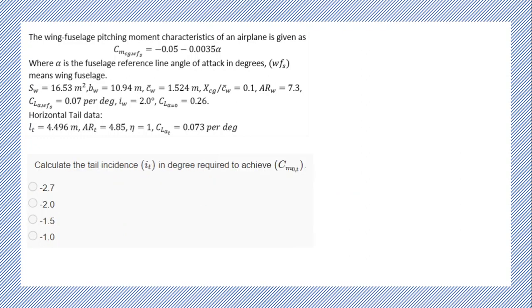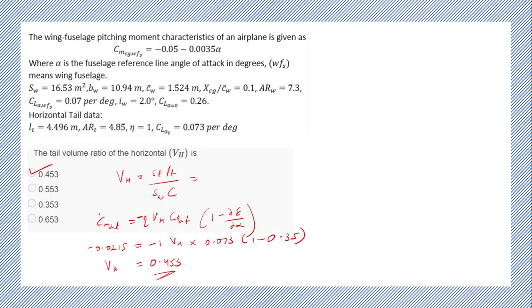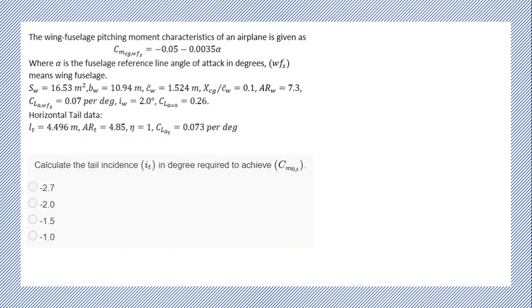Okay. Now let's go to the next question. Calculate the tail incidence angle IT in degrees required to achieve CM naught tail. Here we use the CM naught tail formula. In the previous question, someone had mentioned that we can use CM naught of tail. We could not have used it here because terms such as tail setting angle, wing setting angle are required. Wing setting angle is given to you, but tail setting angle was not given. So you could not have used the CM naught tail. Okay. So now we use that formula to find out the tail setting angle.